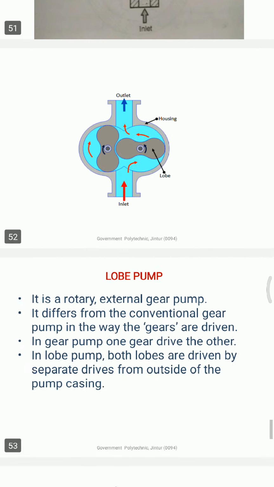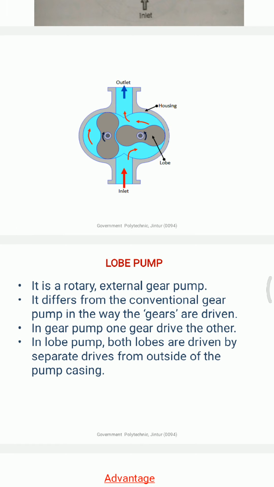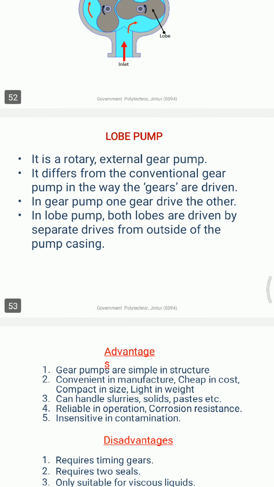Now what is the construction? Again we will see. It is a rotary external gear pump. It differs from the conventional gear pump in the way the gears are driven. In a gear pump, one gear drives the other. In a lobe pump, both the lobes are driven by separate drives from the outside of the pump casing.